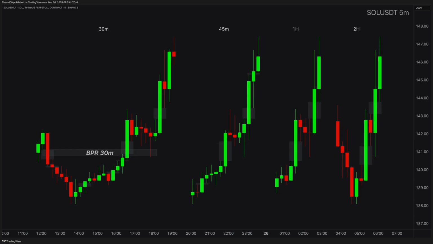It is also the 30-minute balance price range location. Remember, BPR is actually a more powerful version of regular imbalances. It actually makes the trade area stronger. Now let us observe this specific area in the lower time frames and talk further.